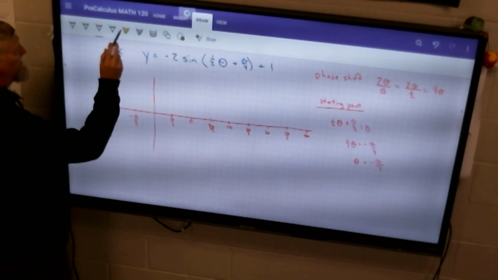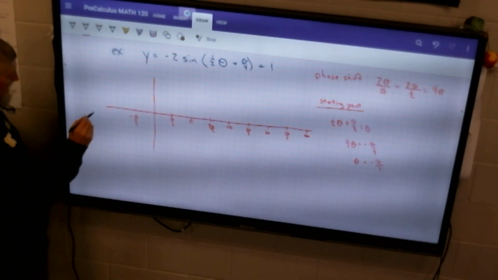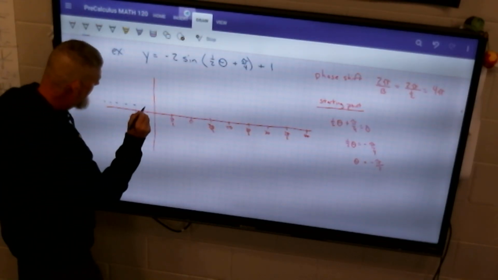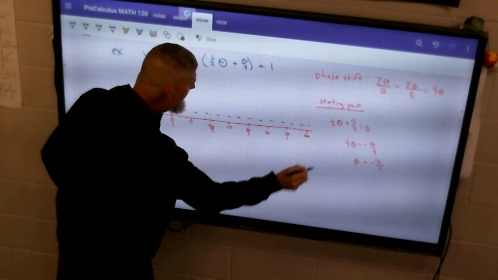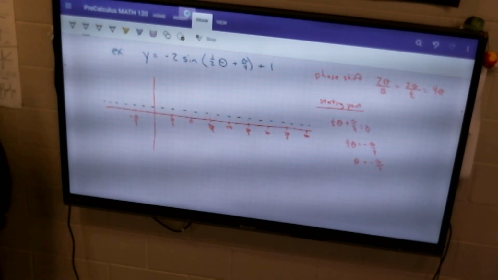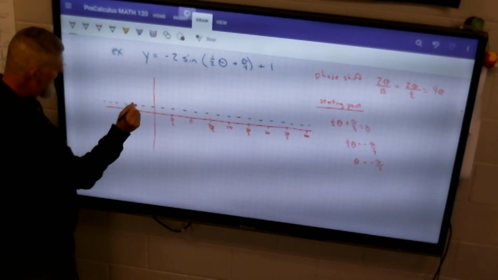Okay? So Elda, I have not heard from you in at least 6 months. So where's the midline at? Not 2. That's the amplitude. 1. So my midline is going to be right here. Okay? So that's going to be my 0, if you will. That's going to be my center, my place of reflection. Okay? So the starting point is at negative pi over 2. So this is going to start right there.